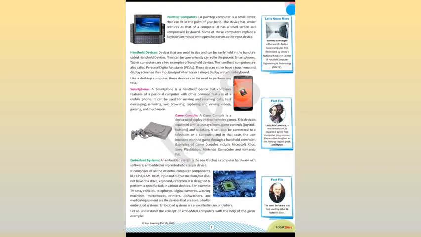Next, palm top. Palm top is a device which is used as a computer, but it fits in the palm. Then after, handheld devices. Small devices that can be held in the user's hand are known as handheld devices. Next, smartphone. A handheld device featuring both personal computer as well as the mobile phone. The combination of both is known as the smartphone.